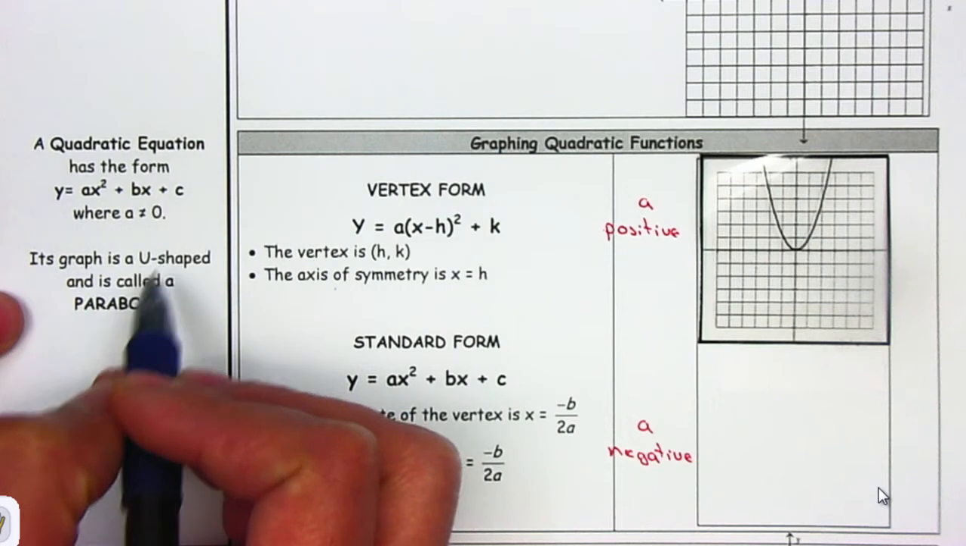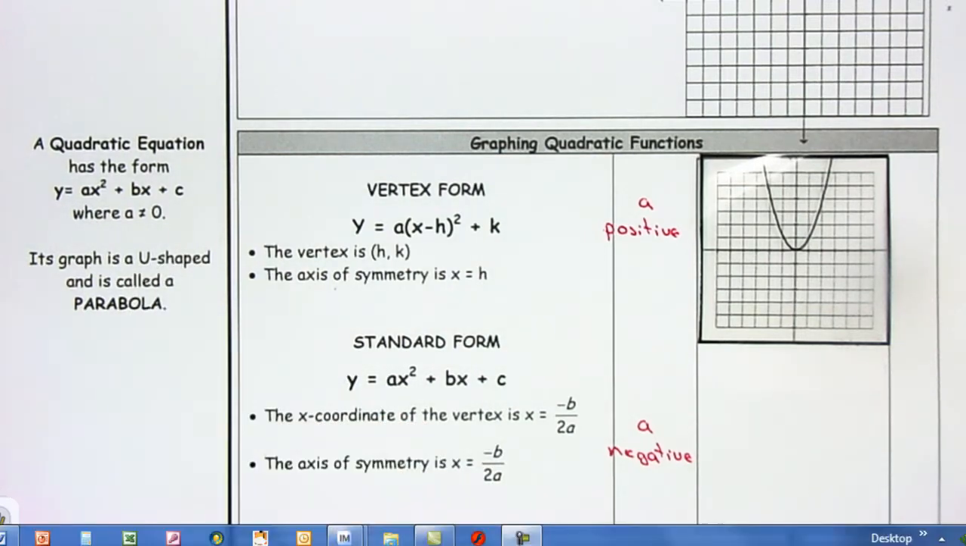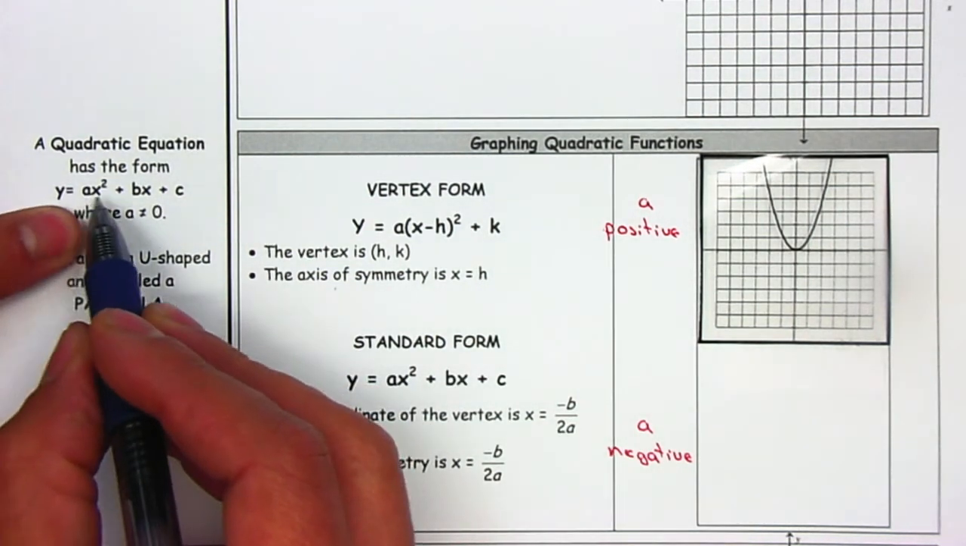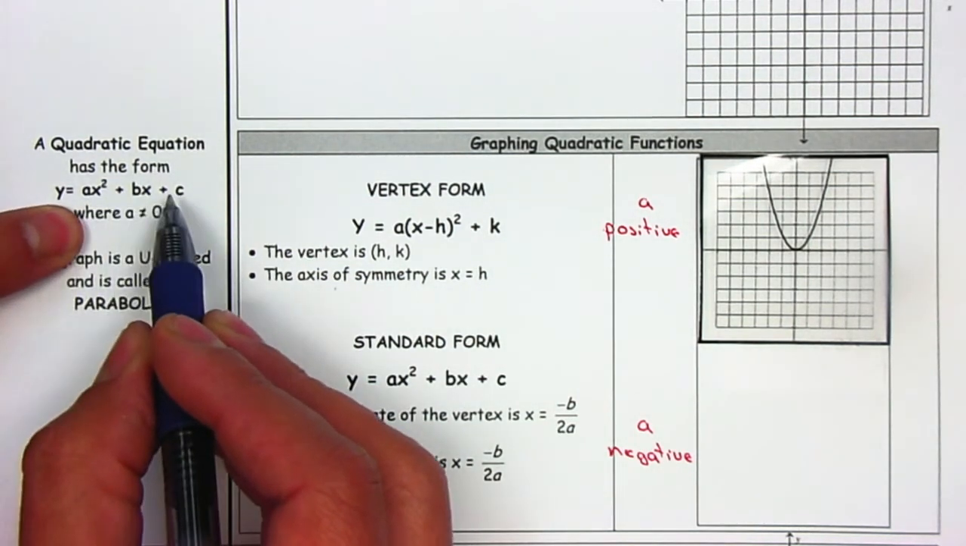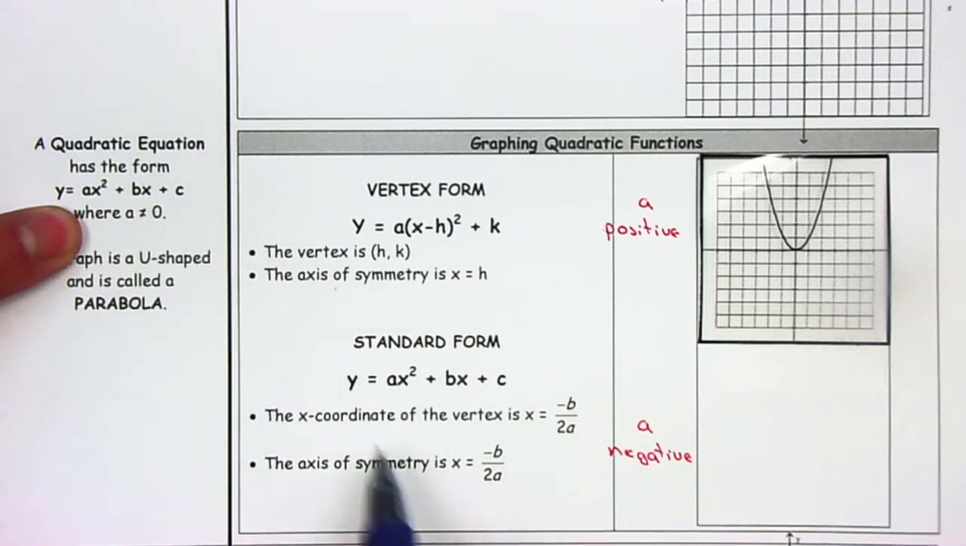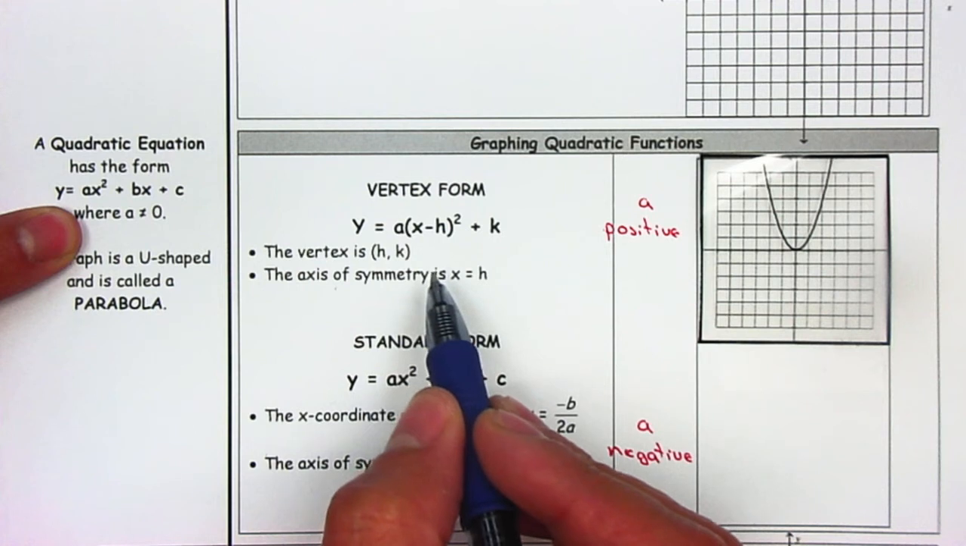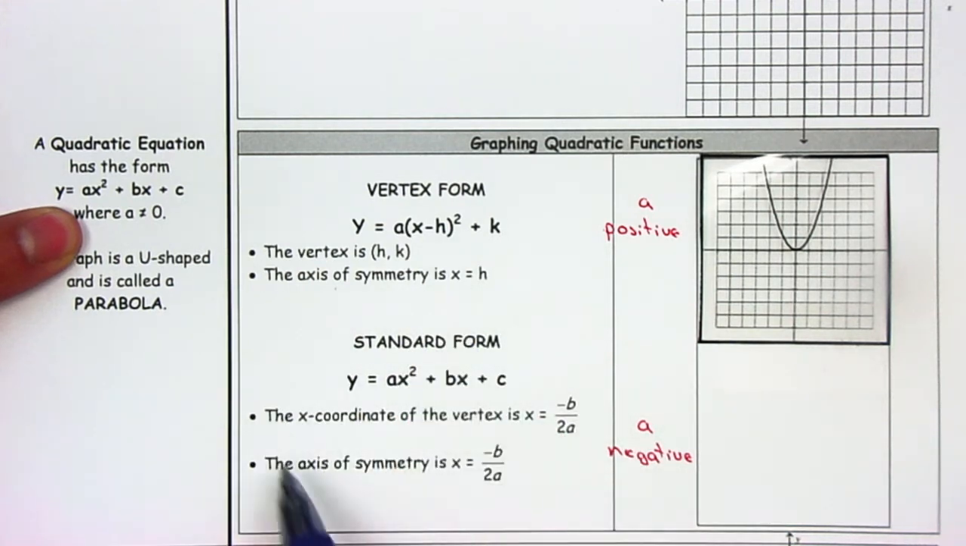Its graph is a U-shape and it's called a parabola. Now if you notice, this ax squared plus bx plus c is the standard form. We're first going to be looking at the vertex form on the first two examples, and on the back side we'll be looking at the standard form.